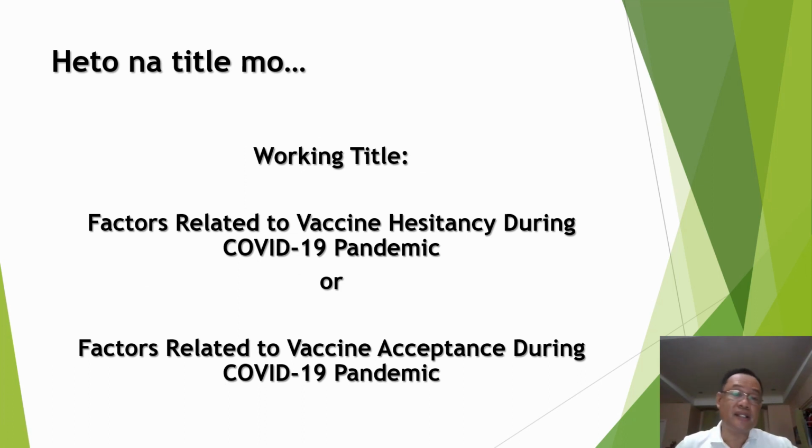Now, this is your working title. After you have done the broad to specific type, the working title would be Factors Related to Vaccine Hesitancy During the COVID-19 Pandemic. Or you would like to further discover the factors related to vaccine acceptance during the COVID-19 pandemic. So you see, these are two very novel types of research.